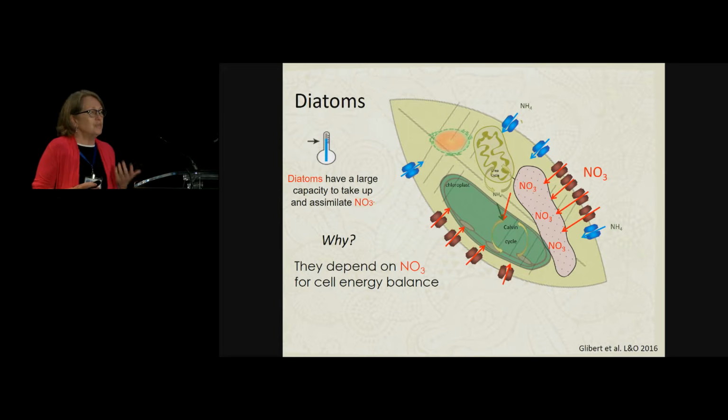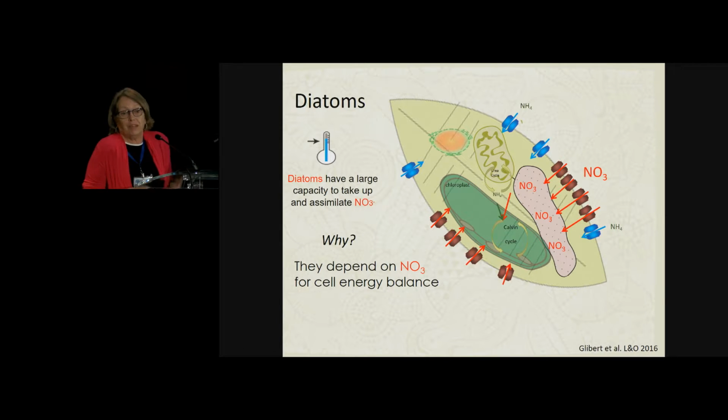So how do these relationships change, or how are they different for different phytoplankton species? We know diatoms have a very large capacity to take up and assimilate nitrate. They've got lots of nitrate transporters on the cell surface. They've got a very large internal pool of nitrate. So why? I'm going to tell you that nitrate is used in diatoms, as well as in some other types of phytoplankton, in a dissimilatory capacity in order for them to regulate cell energy balance.